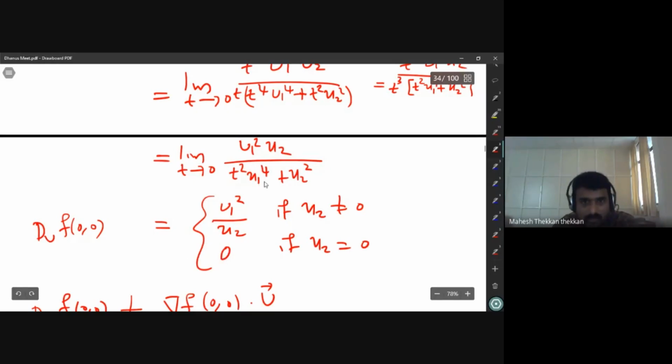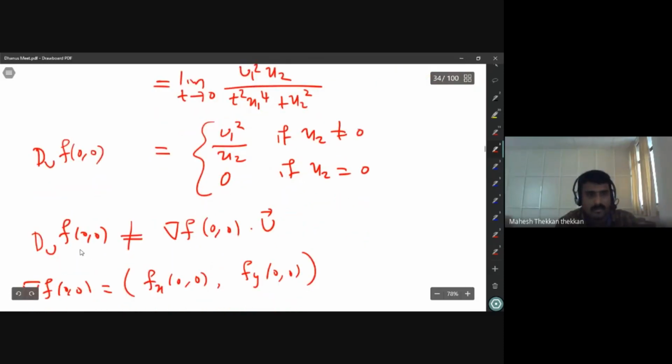If u2 is not equal to 0, what will I get? u1 square u2 in the numerator. In the denominator I will get u2 square. But one u2 is already there in the numerator, that will cancel. So that is why I will get u1 square by u2. If u2 is not equal to 0, I will get u1 square by u2. If u2 is equal to 0, I will get 0. Okay. Now I just wanted to prove that these two are not equal. So this is the directional derivative I obtained.